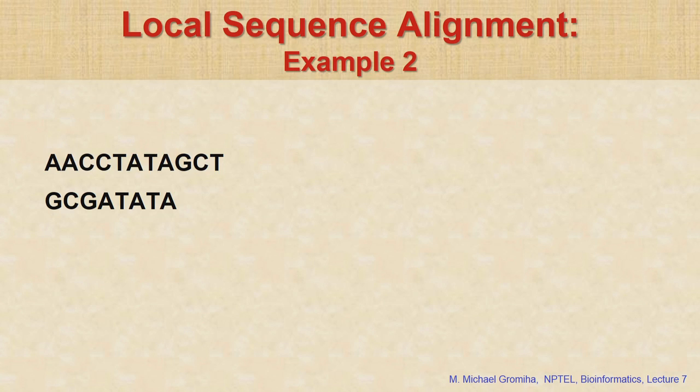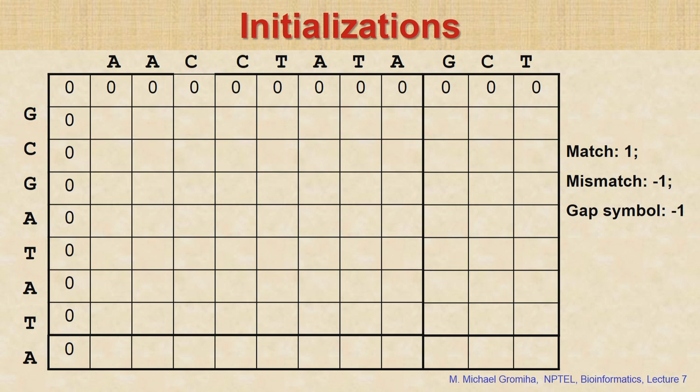So, I will give you another example. Here these are two sequences, this is sequence 1, this is sequence 2, and how to make the alignment. For simplicity I put the match score equal to 1, mismatch score equal to -1 and gap symbol equal to -1. So, what is the value?